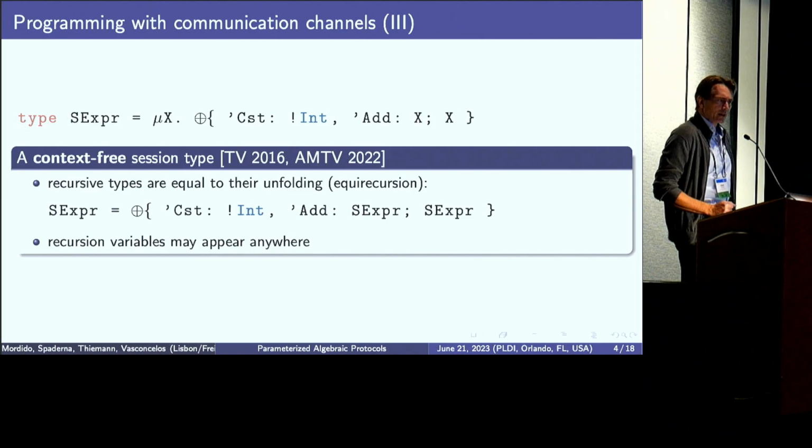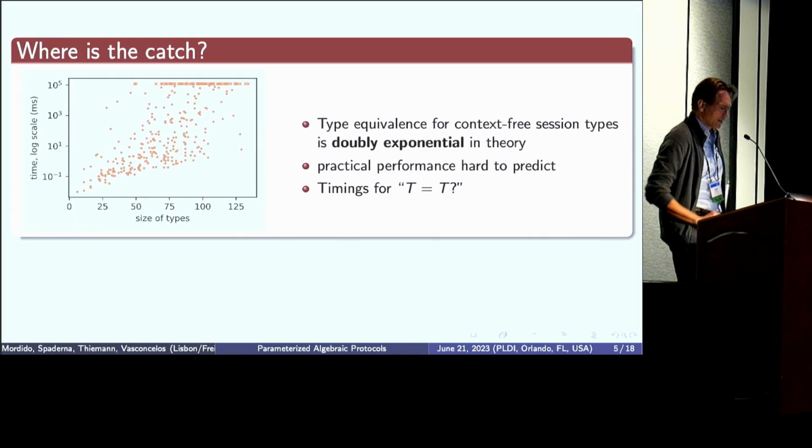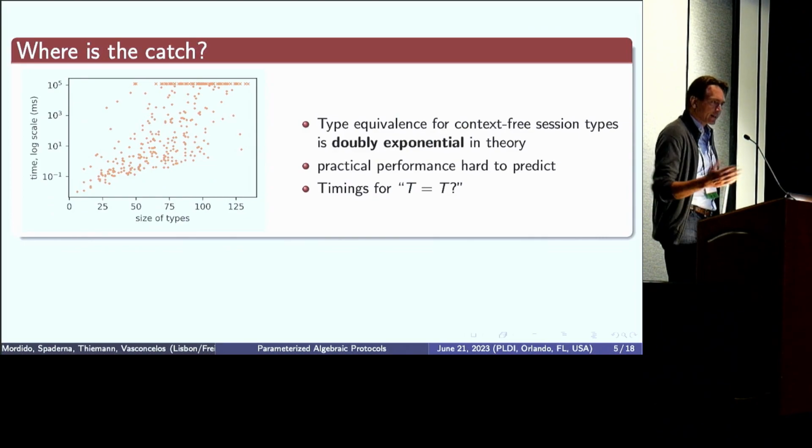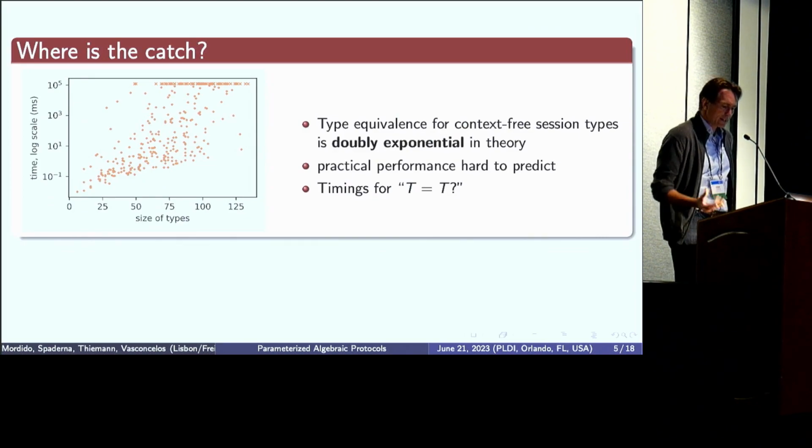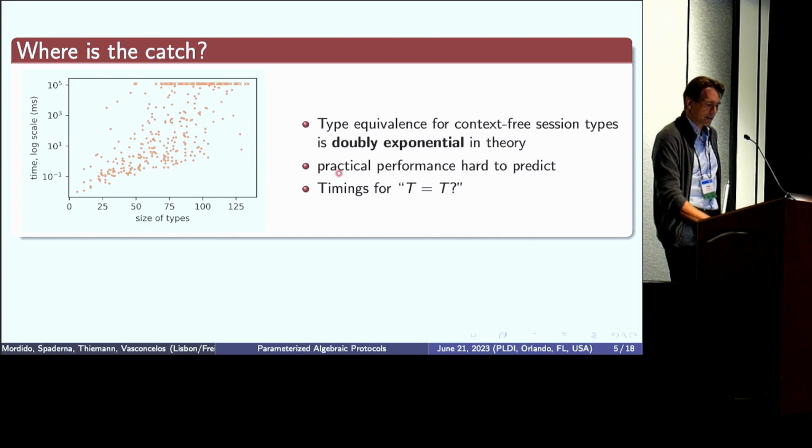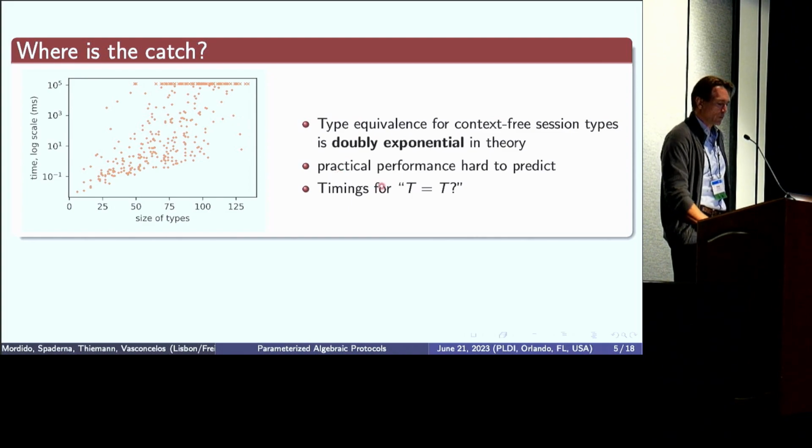All right, looks like the problem is solved, right? Why am I here? So the catch is there. Even though there is a nice type system for these context-free session types, it turns out that type equivalence for these is a pretty difficult problem. It's doubly exponential in theory. It turns out this is not just a theoretical thing, but the practical performance is also quite hard to predict.